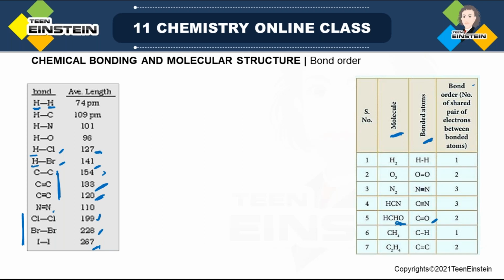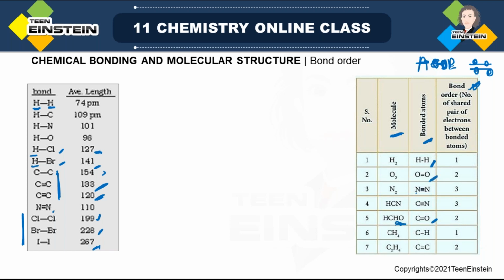Then come to the next column, bond order. What is bond order? Now this is the second parameter we are going to discuss. This is basically the number of shared pairs of electrons between bonded atoms. Now we know when there is a single bond present, that means one pair, two electrons are involved. If it is two bonds, then two pairs, right? So bond order is basically the number of shared pairs of electrons between bonded atoms, or simply you can say it is how many bonds are present. That is the bond order. So if you consider the H2 molecule, bond order is 1, that is, a single bond is present.